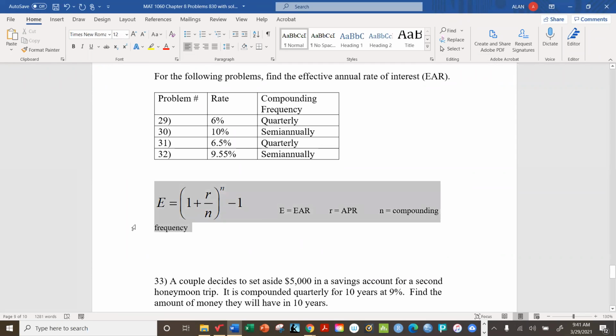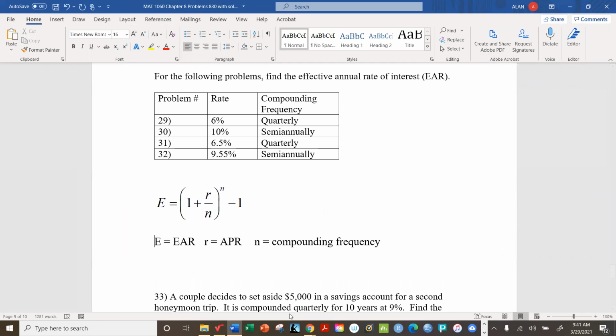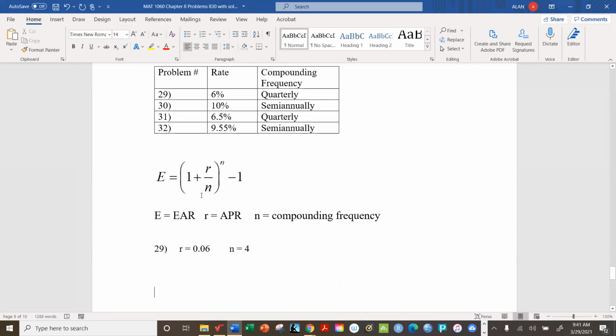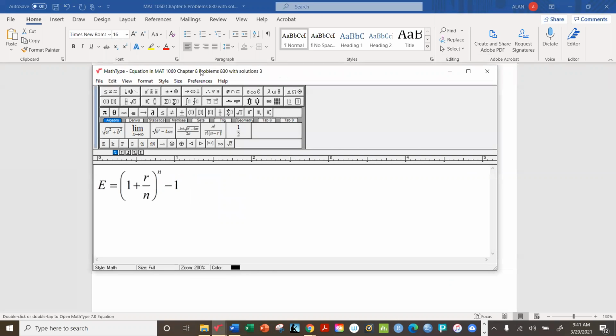All right, so therefore in 29, what do we need to know? Well, the APR or r is 0.06 and n is 4, and that's all you need to know. That's it. That's the entire formula right there. All right, so let's find out how this turned out.